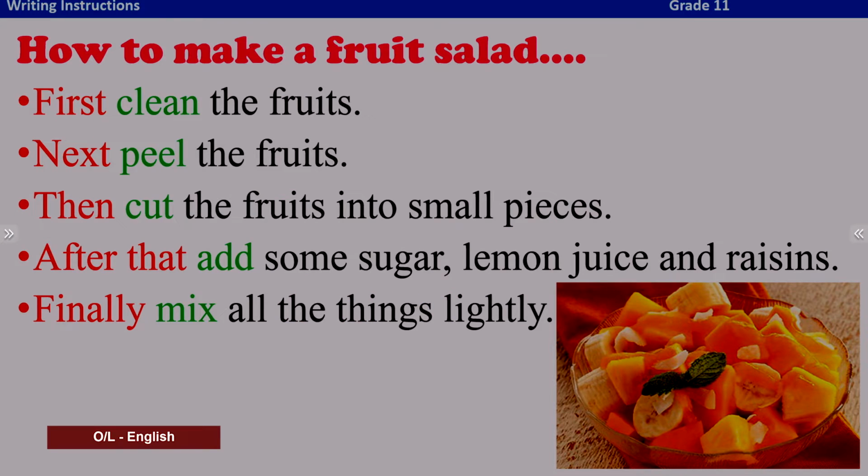Here you have the steps of making a fruit salad. Hope you remember the color codes. Keep the color codes in your mind and you can read the instructions with me. First, clean the fruits. Next, peel the fruits. Then, cut the fruits into small pieces. After that, add some sugar, lemon juice and raisins. Finally, mix all the things lightly. So this is how you have to make a fruit salad.